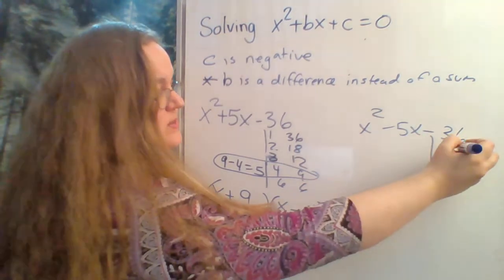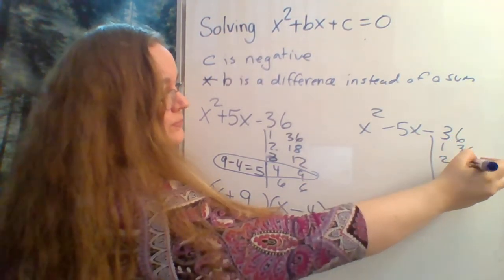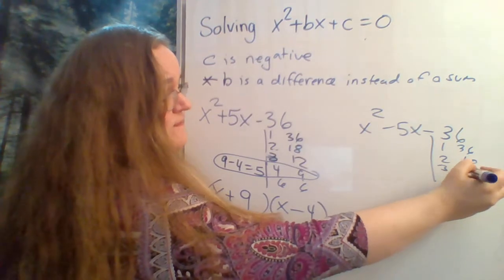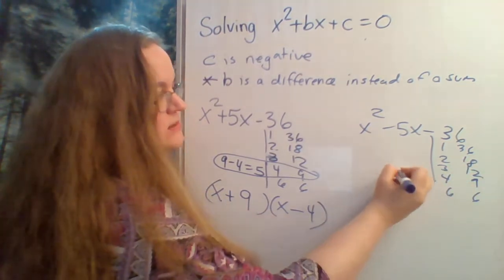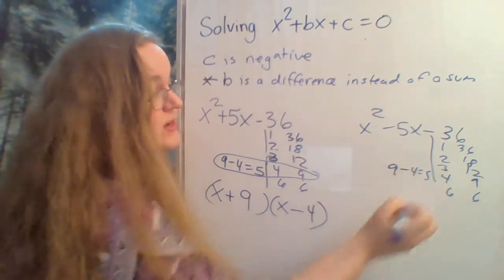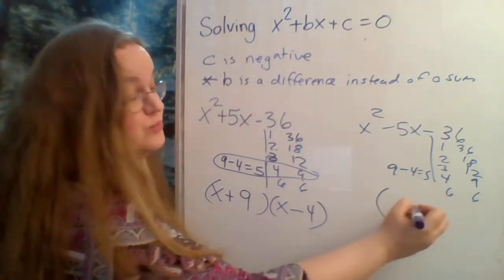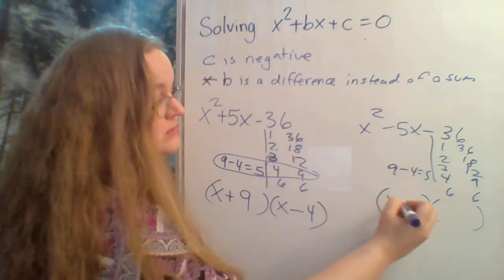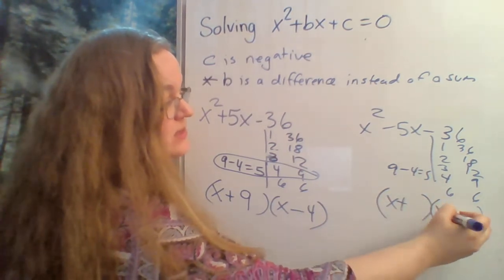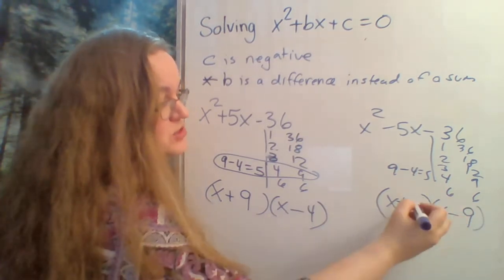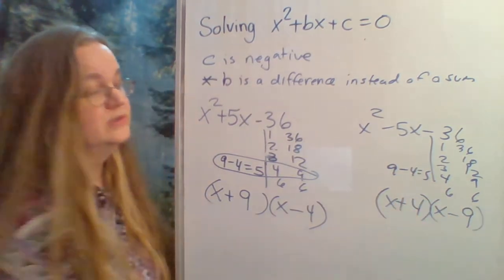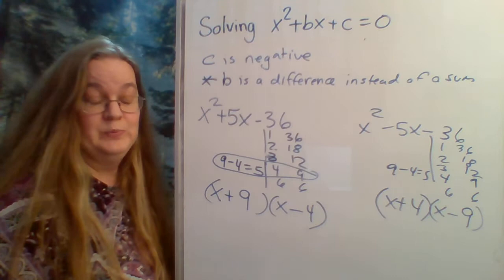If I do the same thing over here, okay, it's the same factors over again. It's still going to be 9 minus 4 is 5. But when I actually write the problem out, because it's minus b, the bigger number has to go with a subtraction sign. And that's the difference. Okay.